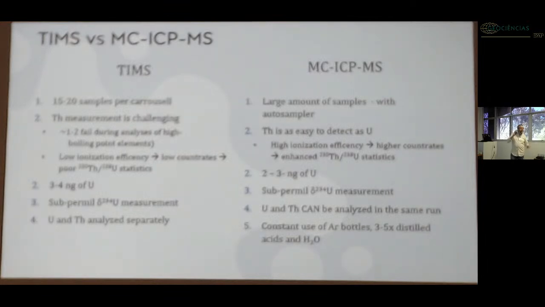So you just have to start to visualize the small amount of ions that we are actually detecting. Just 2 or 3 nanograms of uranium. It's basically peanuts, and you still get really, really nice precision in your measurements. But of course, you want to keep your instrument running. You need to have lots of argon bottles to keep the plasma on, and a lot of acids and water. So they have their pros and their cons.